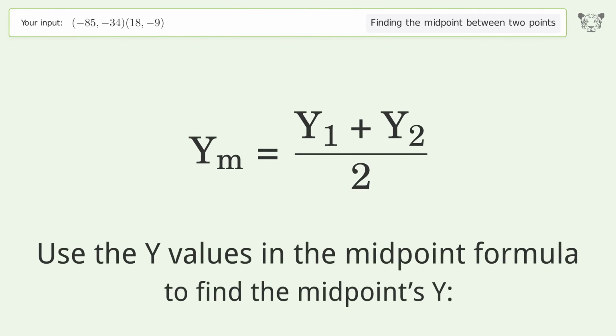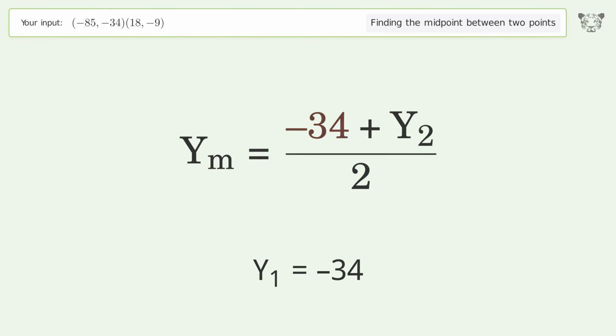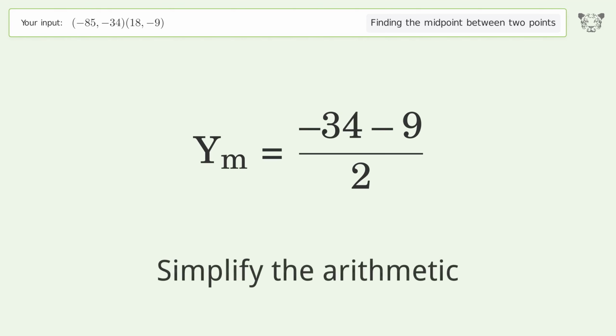Use the y values in the midpoint formula to find the midpoint's y. y1 equals -34. y2 equals -9. Simplify the arithmetic.